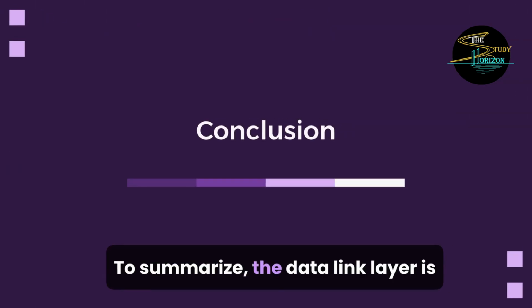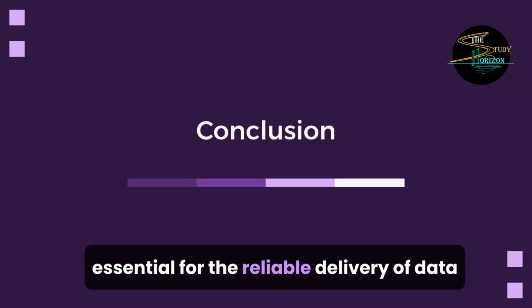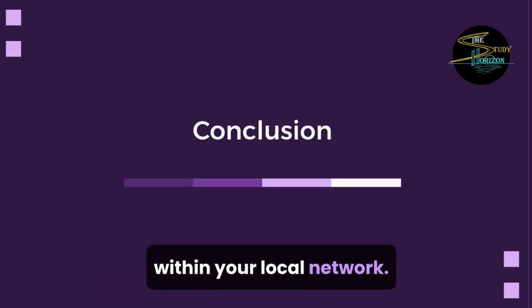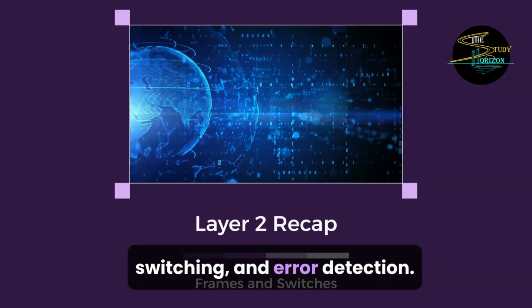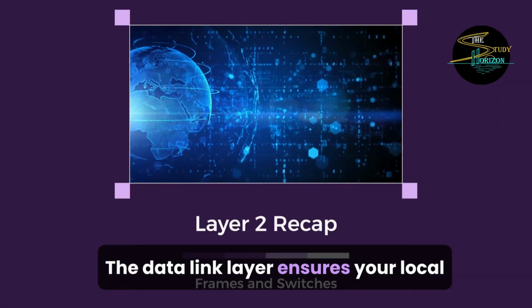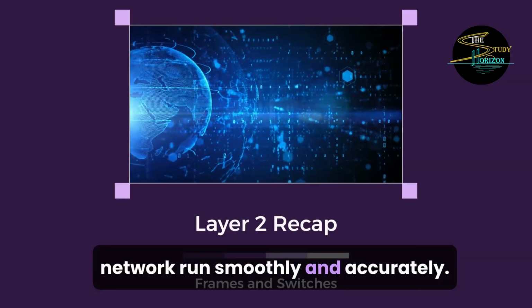To summarize, the data link layer is essential for the reliable delivery of data within your local network. Through framing, MAC addressing, switching, and error detection, the data link layer ensures your local network runs smoothly and accurately.